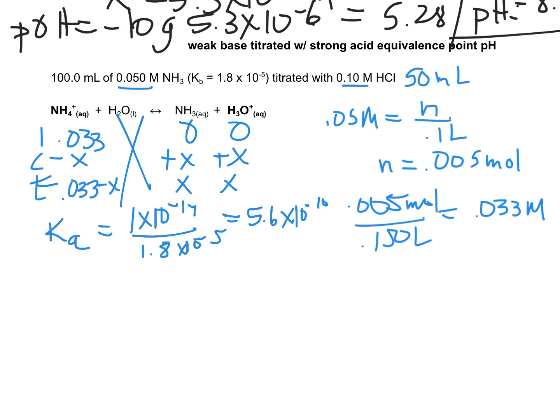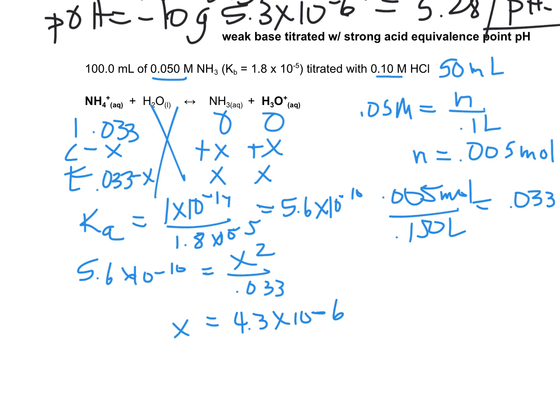So we need a Ka for this because ammonium is forming an acidic solution. It's an acidic salt. Also in the equation, you can see it's a proton donor. So we need a Ka. And again, 1 times 10 to the negative 14th, the Kw, divided by the Kb will get us the Ka of 5.6 times 10 to the negative 10th.